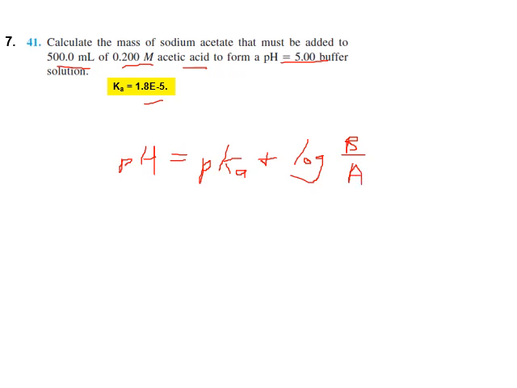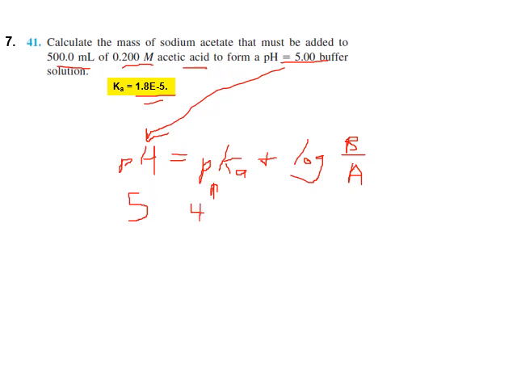Okay, so let's look at what we have. First of all, they want us to figure it out so that the pH is going to be 5. So we're just going to substitute 5 here. And then for this one, we're just going to substitute the value that it is. If we take minus the log of this number up here, we get about 4.75.